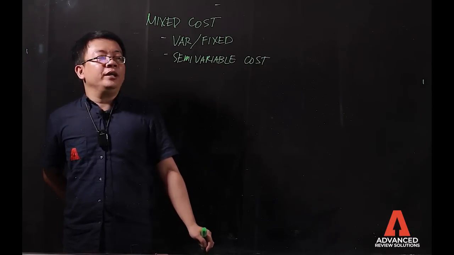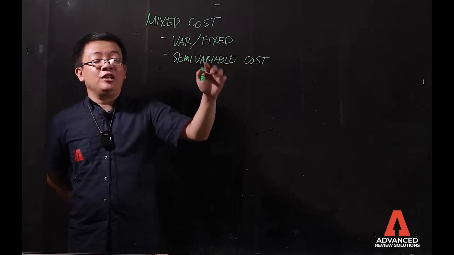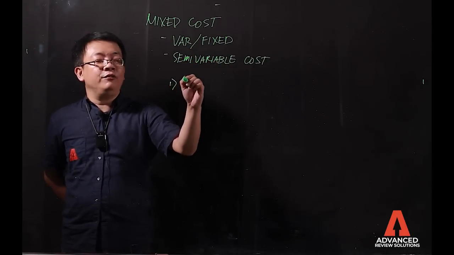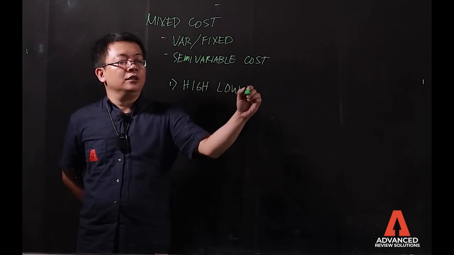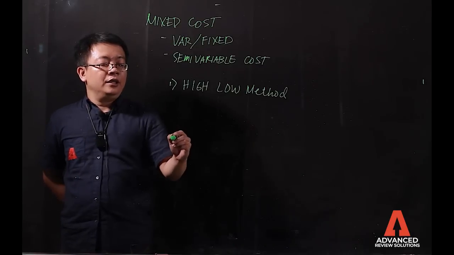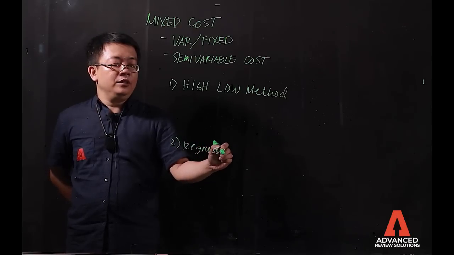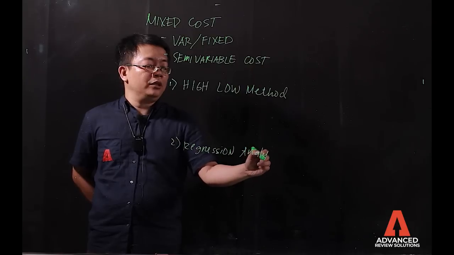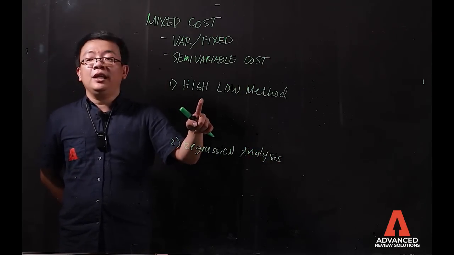All right. There are two methods, no? Very important in terms of mixed cost is to identify or separate the variable and the fixed cost. There are two methods for this. You have your high-low method, which is the easiest, and you have your regression. Later, I will discuss one by one the regression analysis and the high-low method. First, the high-low method.